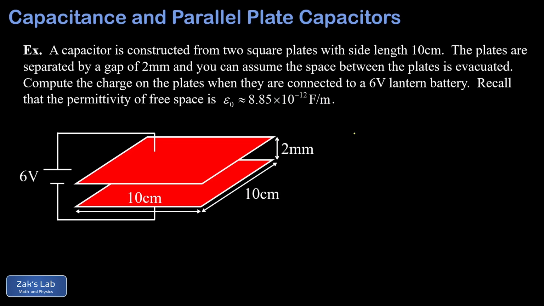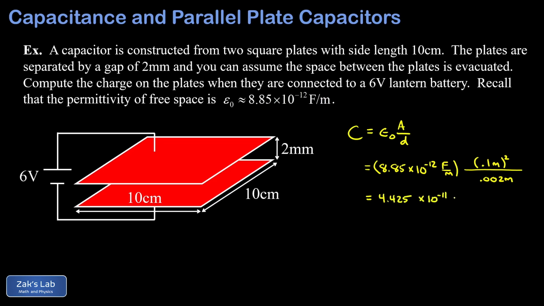So the starting point here is to get the capacitance of this parallel plate capacitor, and then we'll be able to find the charge. So our capacitance is epsilon 0 A over d, and epsilon 0 is about 8.85 times 10 to the negative 12 farads per meter. The area of each plate is just the side length squared, and we're going to put this in SI units, so we have 0.1 meters all squared. The distance between the plates is 2 millimeters, which we'll write as 0.002 meters. And when we run the numbers on this, we get 4.425 times 10 to the negative 11 farads.